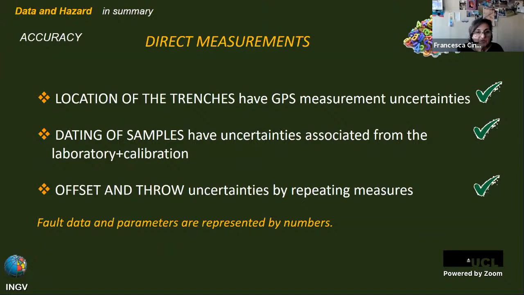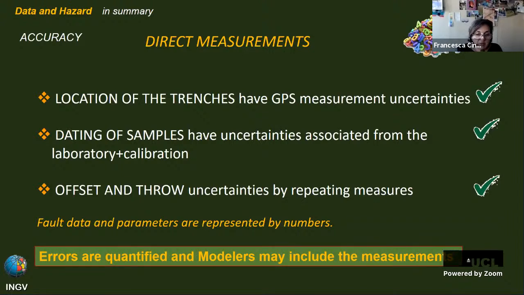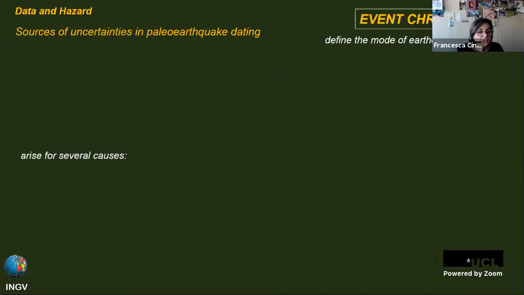So in summary, the direct measurements of palaeoseismology are the location of the trenches, which have GPS measurement uncertainties, the dating of samples with associated errors from the lab, and offset and throw uncertainties by repeating measures. So fault data and fault parameters are represented by numbers, and errors are quantified, and modelers may include the measurements. But there are sources of uncertainties in paleoearthquake dating, and all converge, of course, to affect the event chronology. And to have an accurate event chronology is very important because it defines the mode of earthquake production.